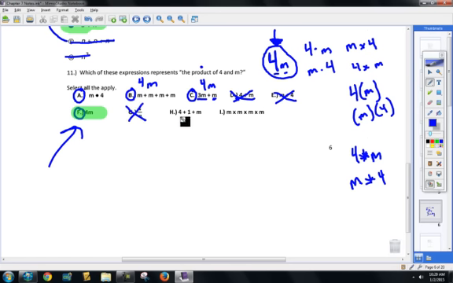This one, 4 plus 1 is 5 plus m. Okay, we can combine like terms since they're the same number. So no, that wouldn't be the same. And then m times m times m times m, that would actually be m to the 4th. That isn't what that says. It doesn't say the product of m and m and m and m. It says the product of 4 and m, so that would not be correct. So the possible answers are A, B, C, and F.